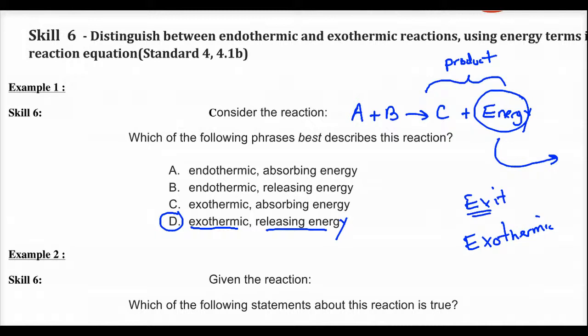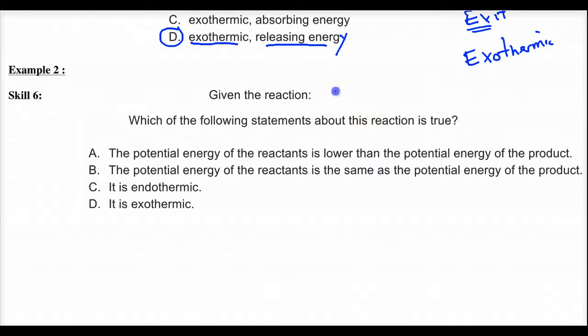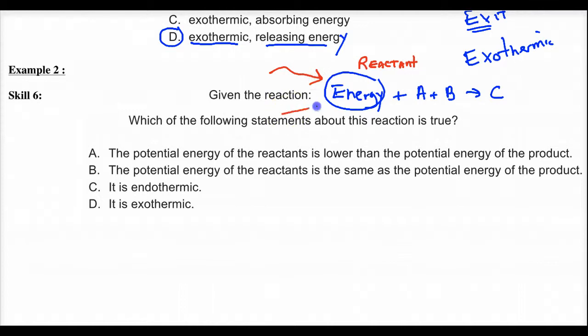Okay, number 6. Well, let's take energy plus A plus B makes C. And by noticing the energy is on the reactant side, that tells me there is a net change of energy. That energy is going into the system. In order for the reactants to react, they need to absorb energy. So I know that the energy is being absorbed, so it's definitely endothermic. This potential energy stuff is another skill, but let's go over it.